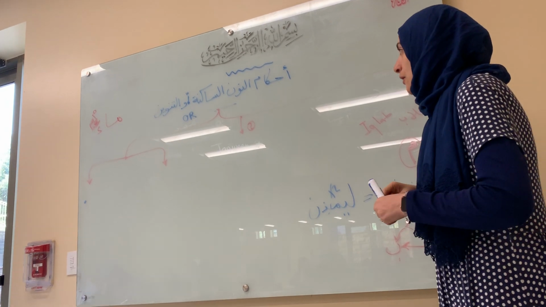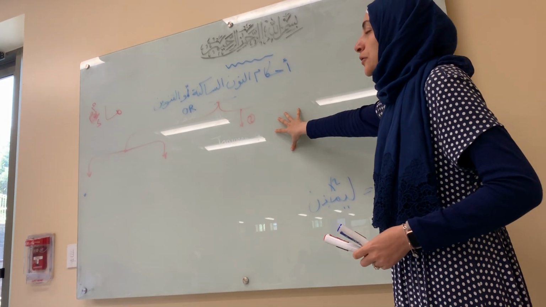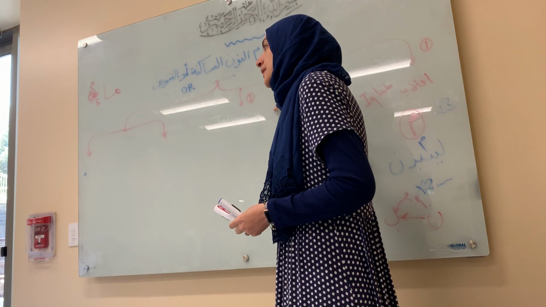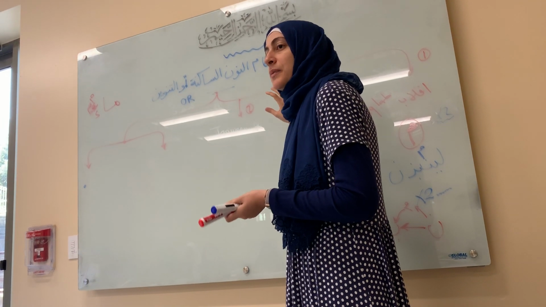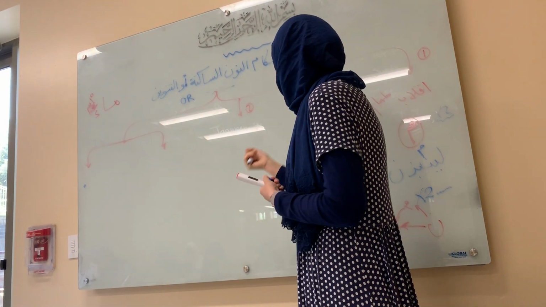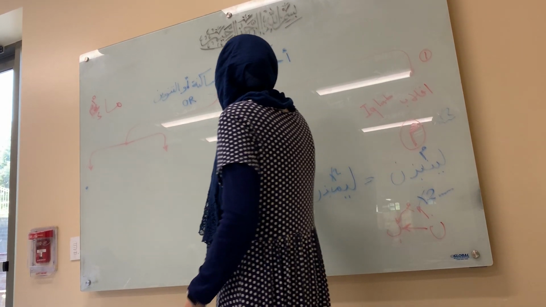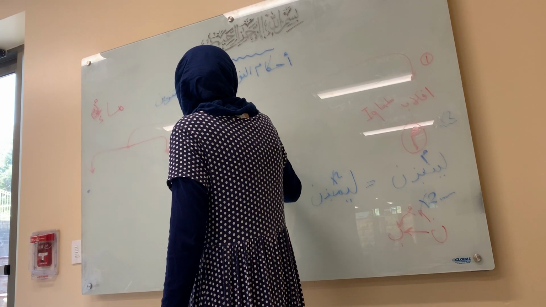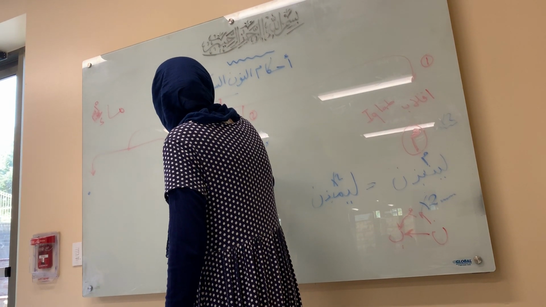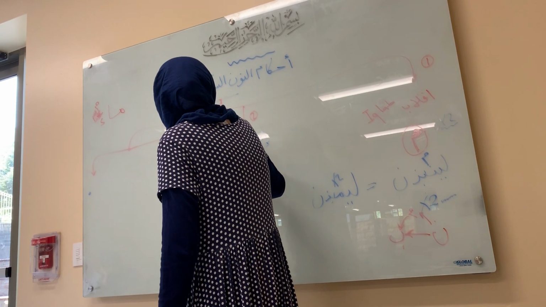Now, the next one that we learned last time, the easy one, you also recognize by the way it looks. What is the name of the rule? The name of the rule is izhar. How do you say it? Izhar.